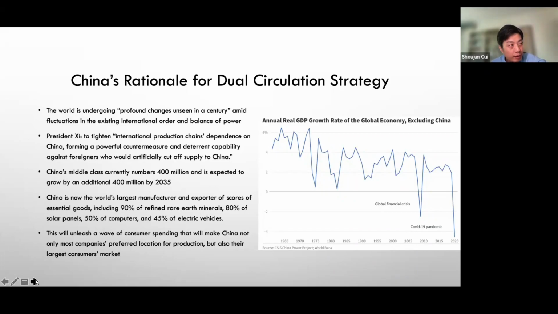So that makes the US very anxious, and they are worried that China will overtake the US and become the largest economy in 10 years. I think that's very likely.